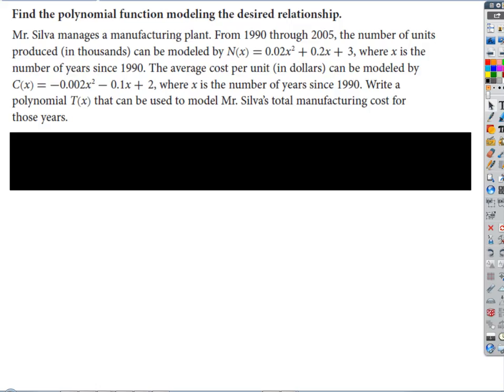This one, let's just talk for a second about this. There's an example here, and the reason I want to talk about it is because it's a pretty good problem in terms of reflecting what you really do with polynomials in math lots of times. So this guy, Mr. Silva, is managing this manufacturing plant and is telling us that from 1990 through 2005, the number of units produced in thousands is modeled by this function.